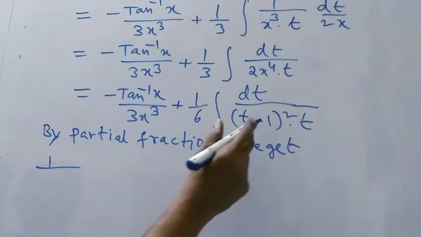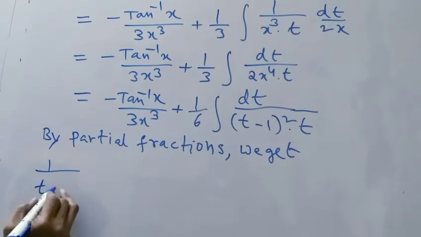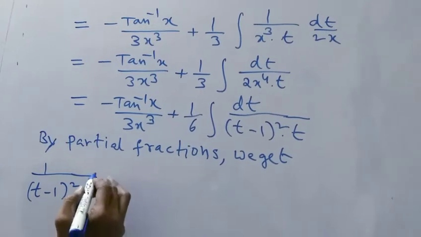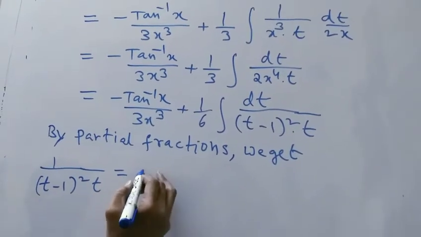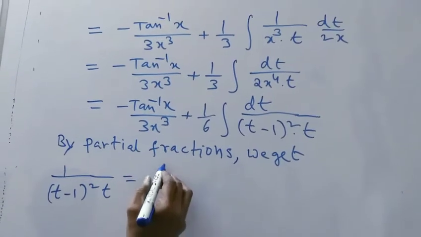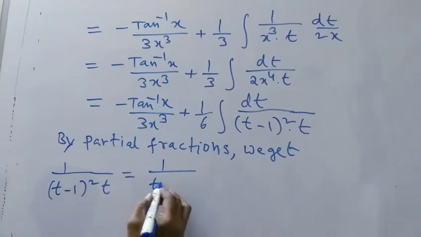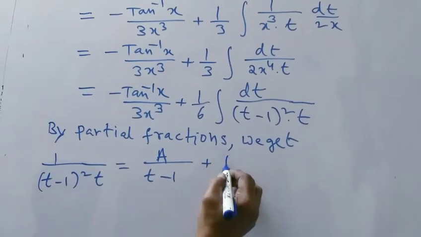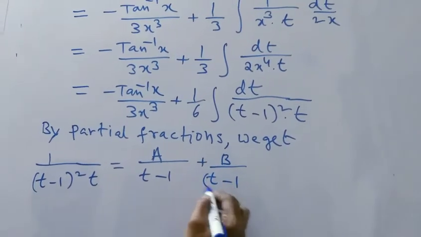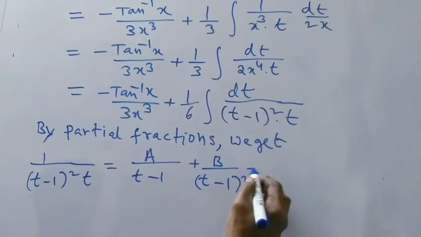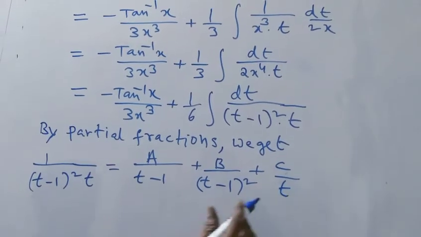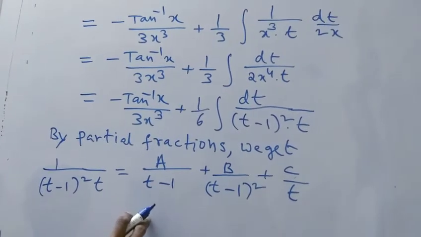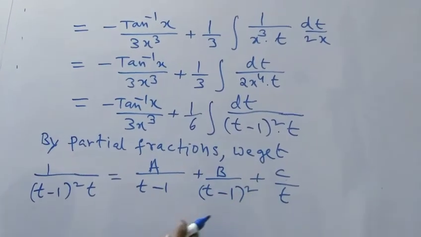1 by t minus 1 whole square into t is equal to 1 by t minus 1 plus a by t minus 1 plus b by t minus 1 whole square plus c by t. These are split into partial fractions. Now we have to find the a, b, c values.